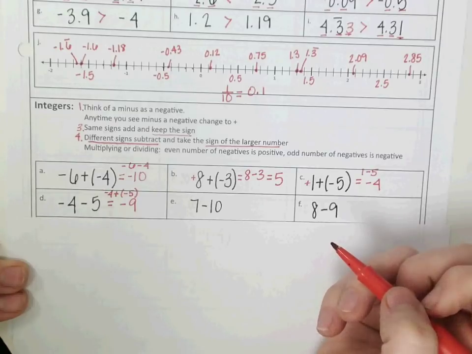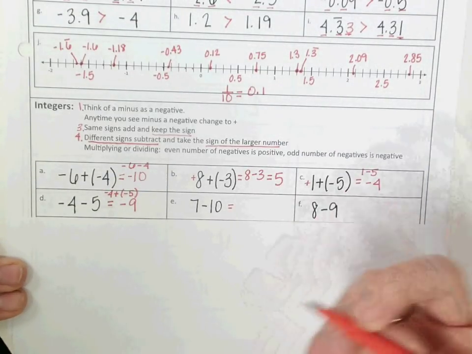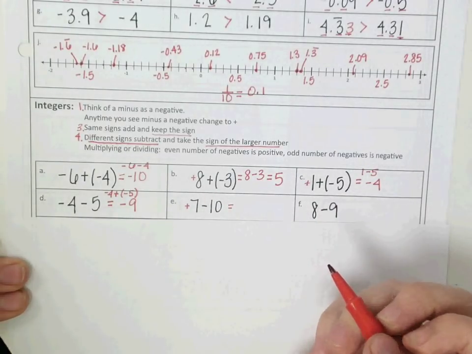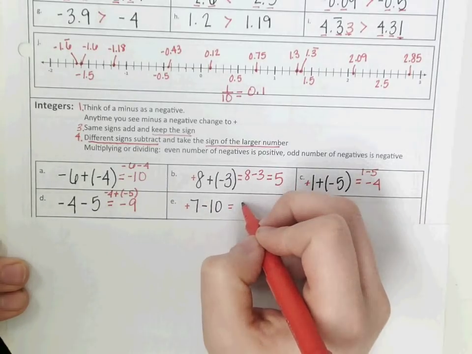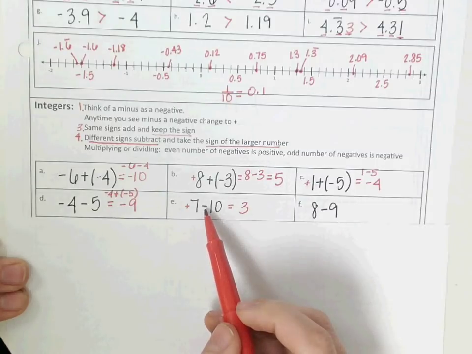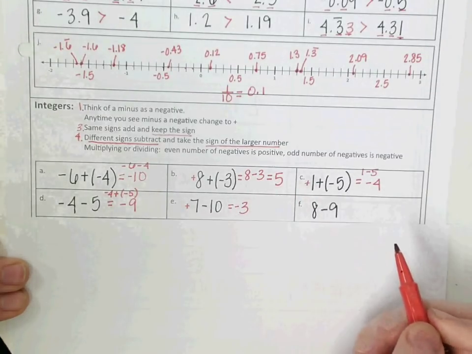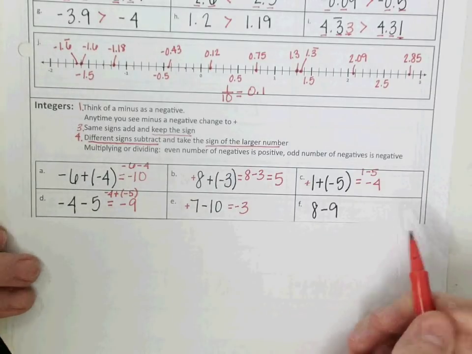Part E is 7 minus 10. Now, some of you automatically know what the answer is. Okay, but if you don't, you can think of this one. This one's different signs again. Our 7 is positive, our 10 is negative. So we subtract. We do 10 minus 7 to get 3. But we know our 10 is bigger and it has a negative sign, so our answer is negative 3. However, some of you might have just looked at this and immediately known what it was, and that's great. You can do that too.